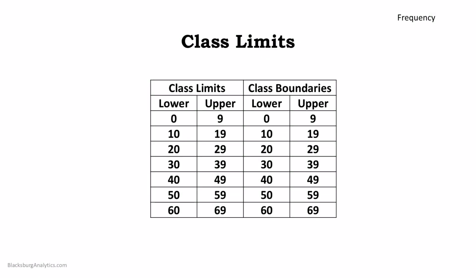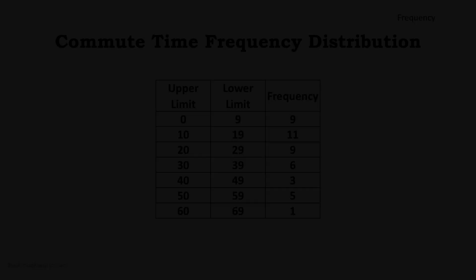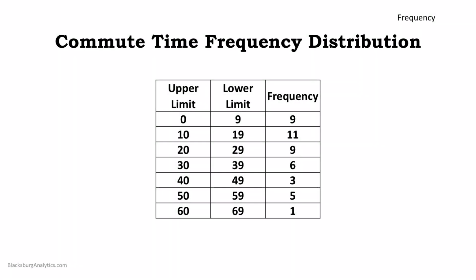The lowest class should include the 0 in the observations. A class width of 10 with the lowest valued 0 would have class limits 0 to 9, 10 to 19, 20 to 29, and so on. Class boundaries can coincide with the class limits since there are no decimals. With these class limits, this is the frequency distribution.